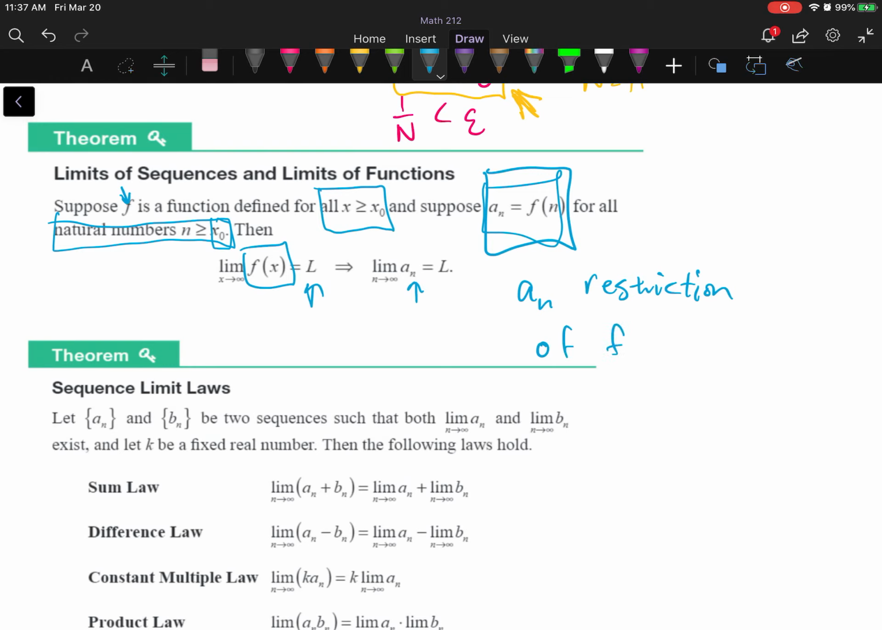So basically, a sub n is a function defined on the natural numbers, whereas f is its big brother that is defined on the real numbers. And they should have the same limiting values if they're so much alike. That's basically what that's saying.